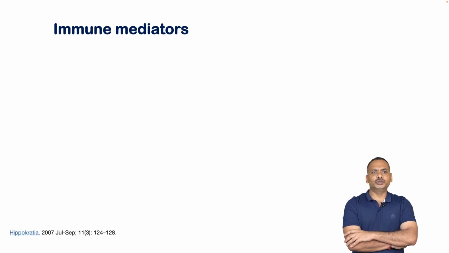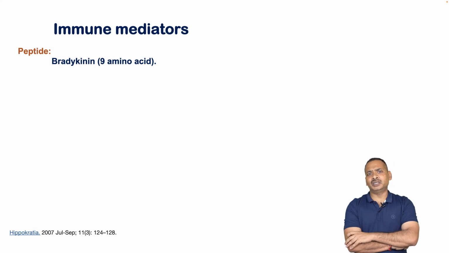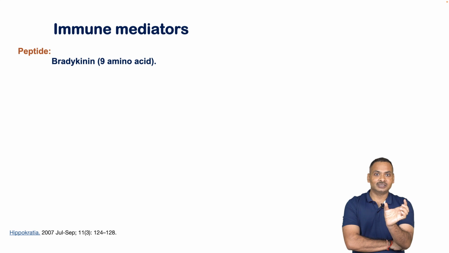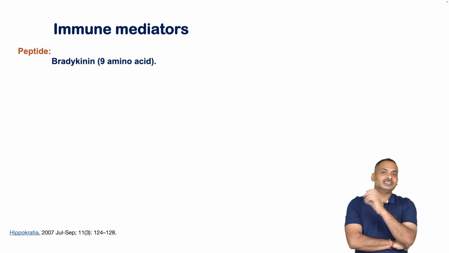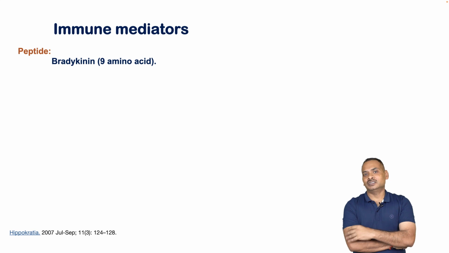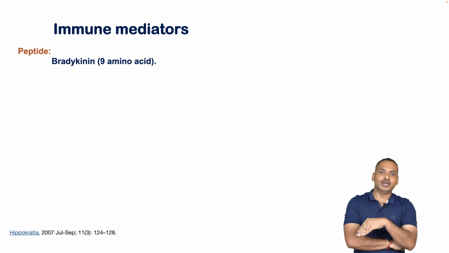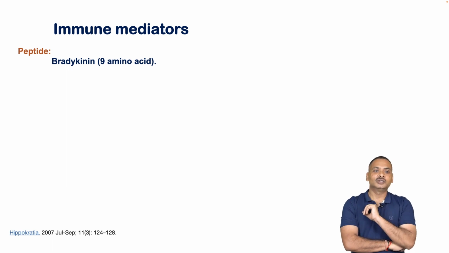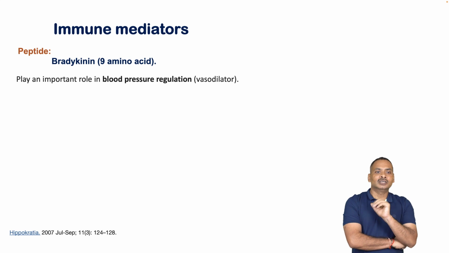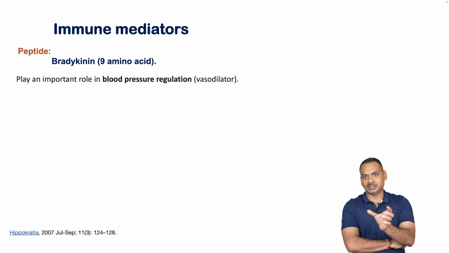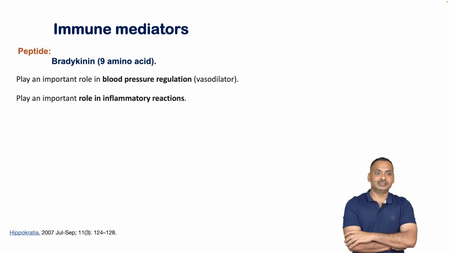Another immune mediator is a peptide. Here I have put bradykinin. Bradykinin is only 9 amino acids, a very small stretch of amino acids, a small polypeptide, and it has a wide role in immunity. Not only in immunity, it plays a very important role in regulation of the blood vascular system. It plays an important role in blood pressure regulation. It's basically a vasodilator. Okay.